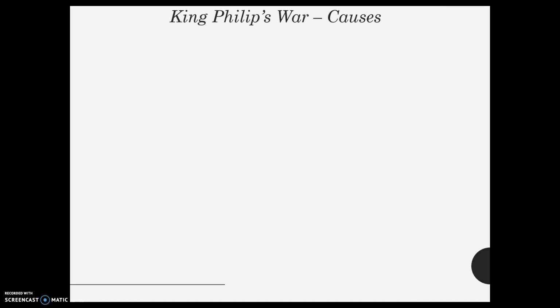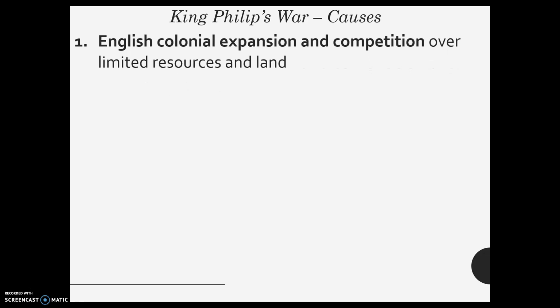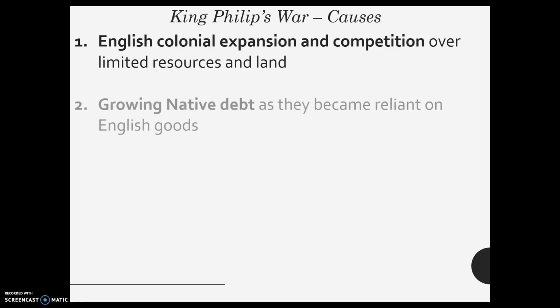So what caused this war? Well, there's several causes here. One, English expansion and competition. New England's a big area, but it's limited, right? If there's already people here, and remember, in mercantilism, it's zero sum. Either one person has it or the other does. There's no real sharing. So they're looking for more land and resources, and so they keep expanding in New England.